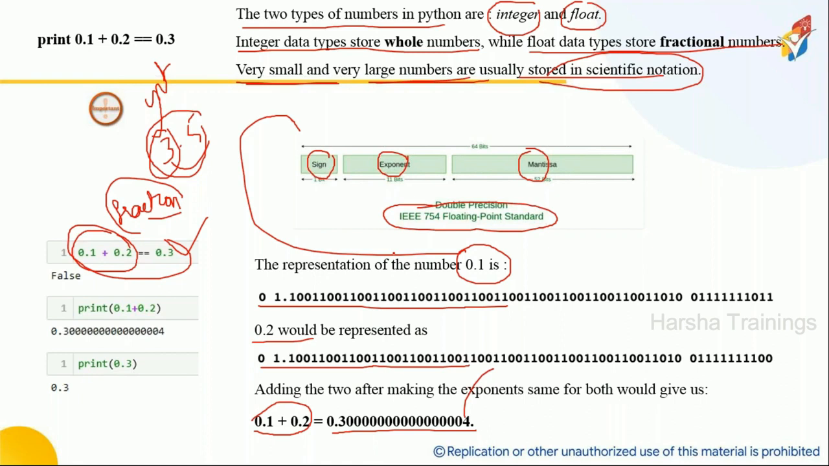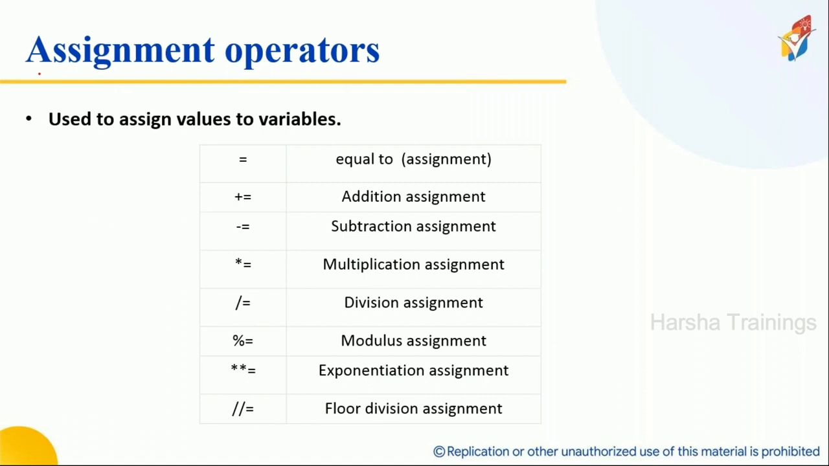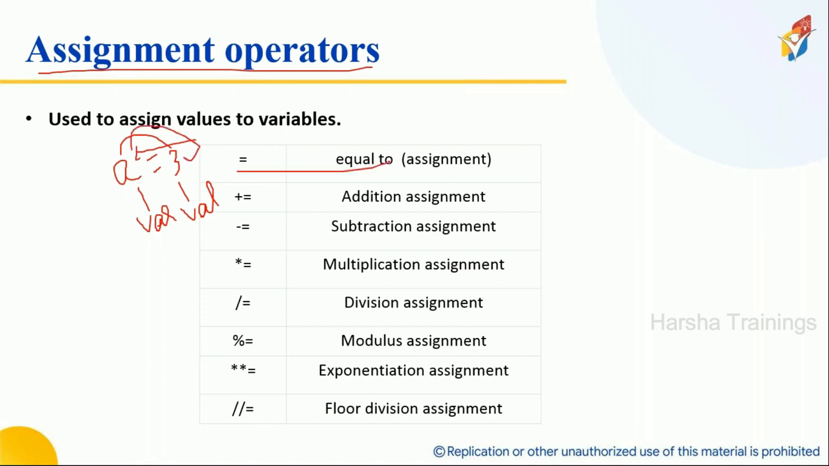Now, the third kind of operators are called assignment operators. That means A equal to 3. Here, regularly we are doing this. The value 3 is called the value and A is called the variable. I am assigning a value 3 to a variable. Here the equal to operator always works from right to left. Whatever value I have on the right side will be assigned to the left side. This is called equal to.